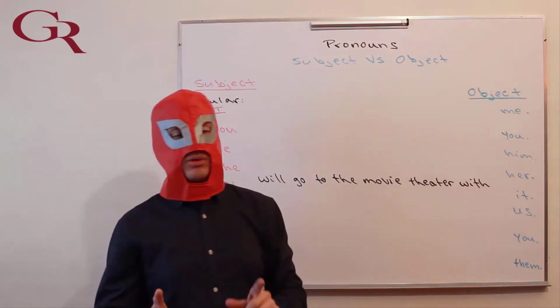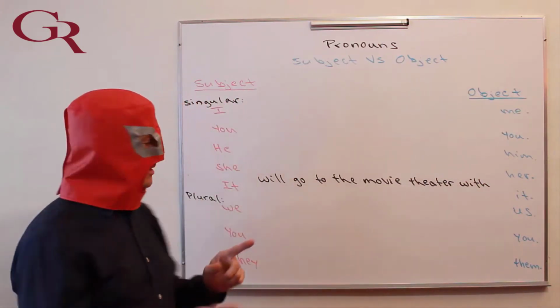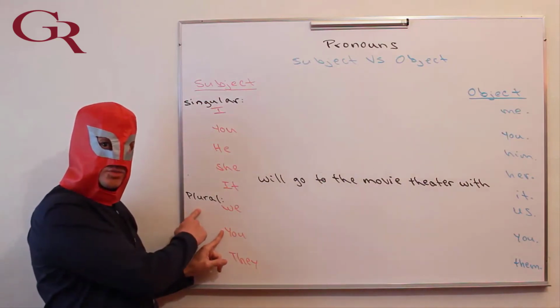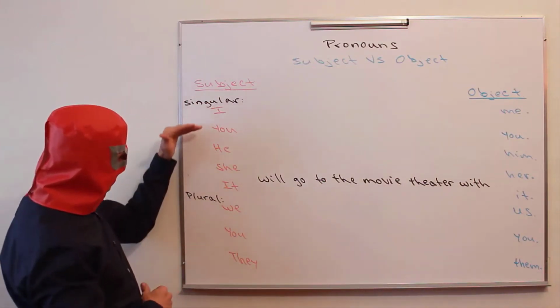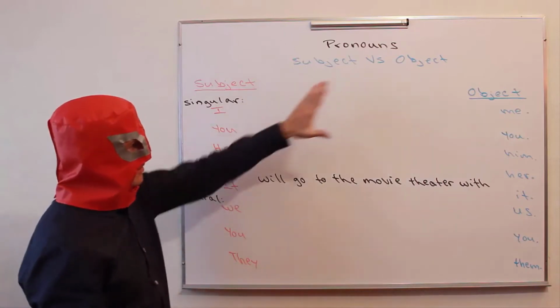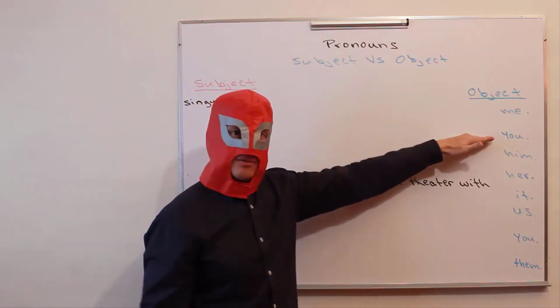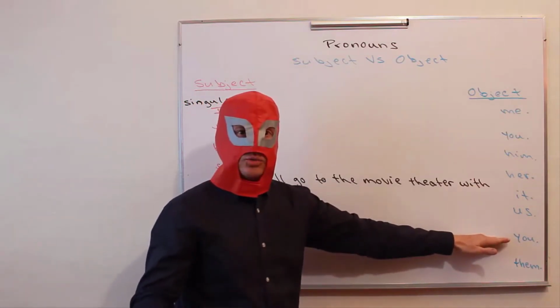Now remember, the first ones up to here are singular and these are plural. So very important, because many times students forget that we have a you that is plural. Remember, we have you singular and you plural. The same thing with object pronouns. We have you, which is singular, and you, which is plural.